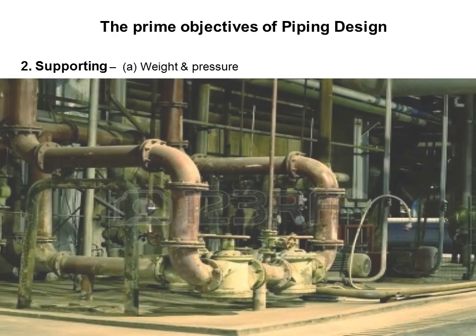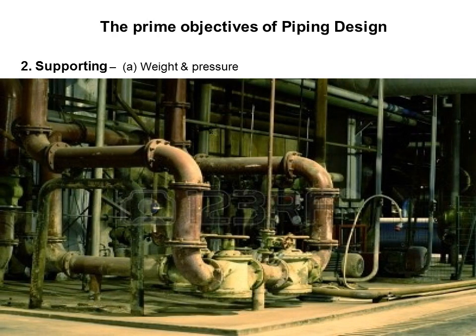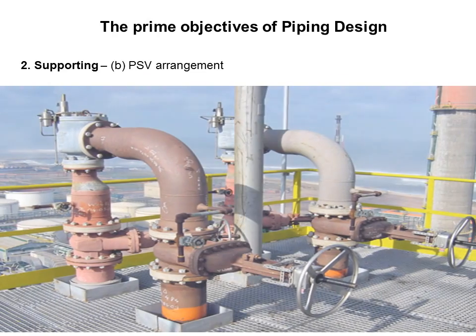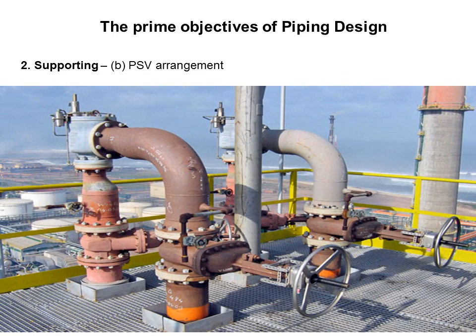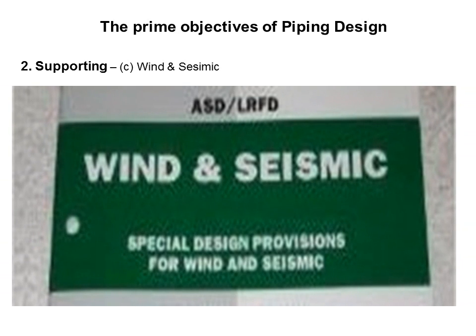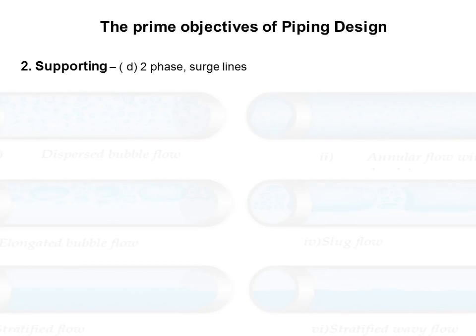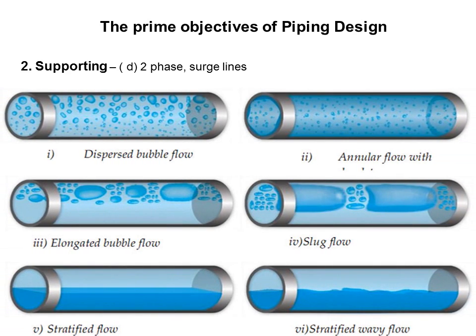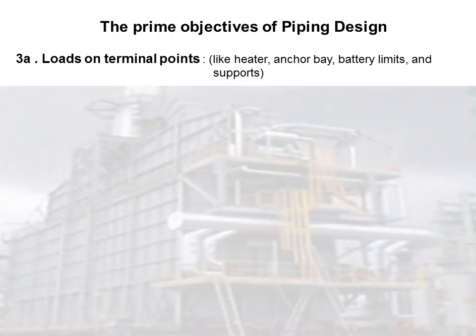Piping design is also meant to finalize the supporting, and this supporting should take care of the excess weight and pressure in the piping system. The PSV arrangements, the supporting should be done so that the PSV functions properly. Supporting should be done in order to take the occasional wind and seismic loads, and if the piping system has a two-phase surge line, then proper supporting is required.